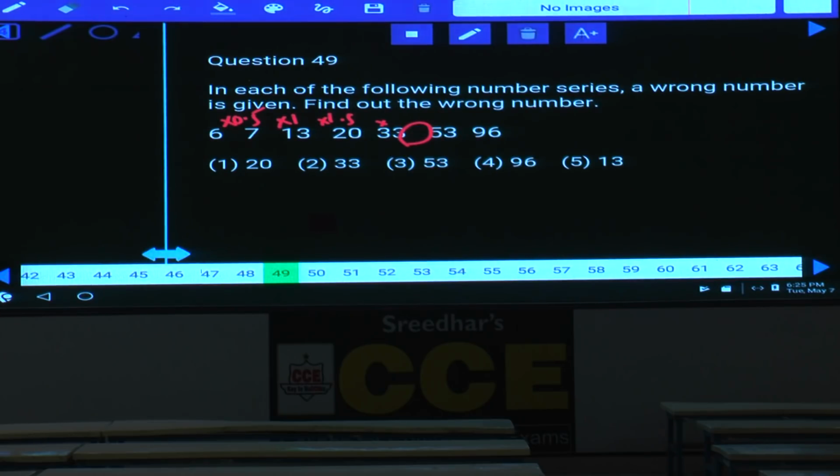Then question number 49. 49, 6, 7, 13. As 6 plus 7 is 13, 7 plus 13 is 20, 13 plus 20 is 33, and 20 plus 33 is 53, 33 plus 53 is 86. Fibonacci series, isn't it?